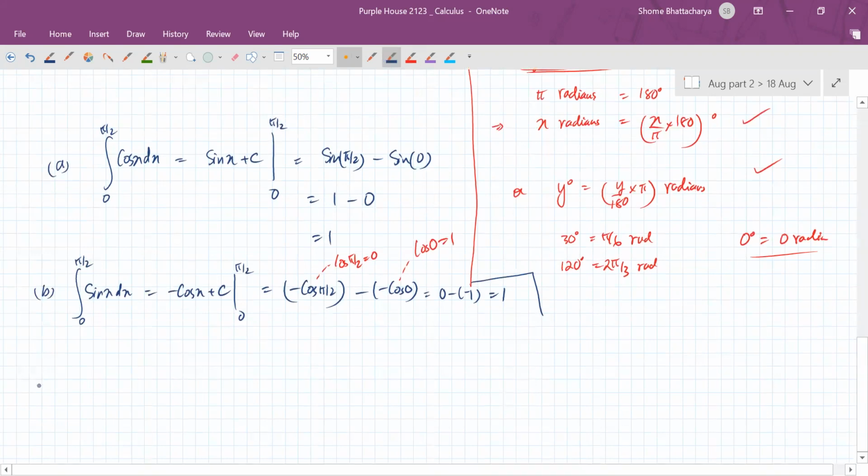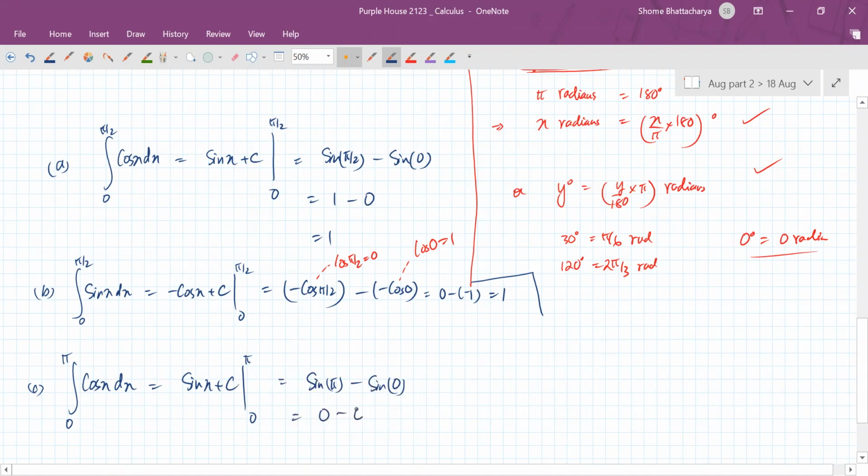Now moving on. The third one is the same integration, but the limits are different. 0 to pi of cos x is sin x plus c, 0 to pi. So that will become sin pi minus sin 0. Now sin pi is 0. So the answer is 0.